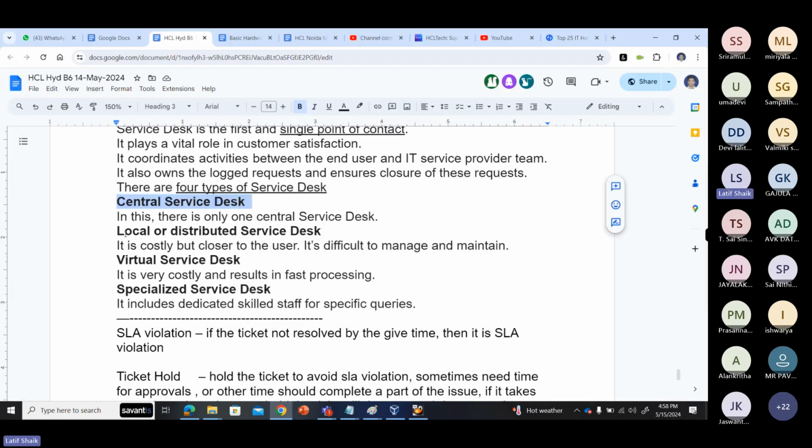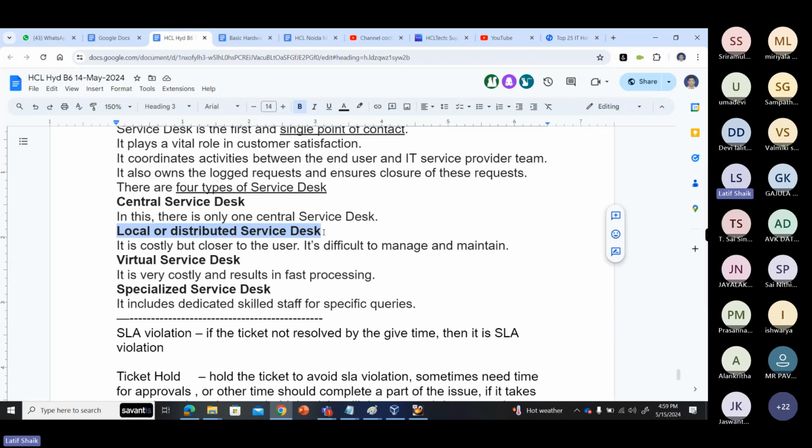Local and distributed means a service desk for every place. For example, I have a Hyderabad branch, Noida branch, Bangalore branch, New York branch, Melbourne branch, or maybe a Sydney branch. So I will put a service desk in every place, easy to contact, with people closer to the user group, so I can perform better, but it is very costly. We are dividing the people into multiple places.